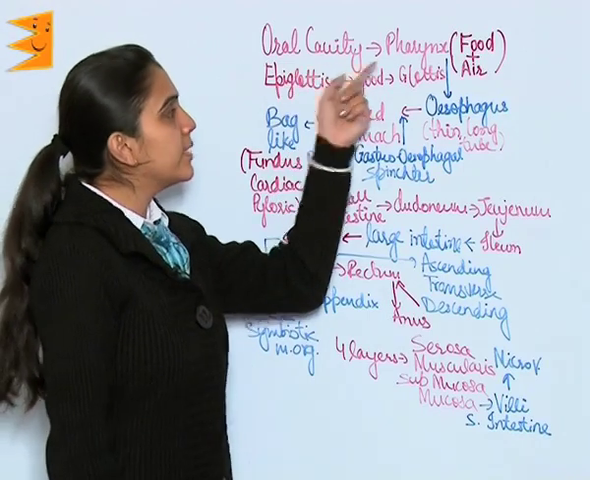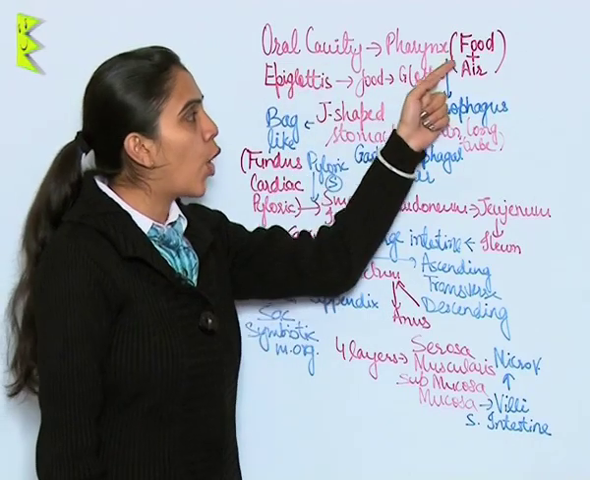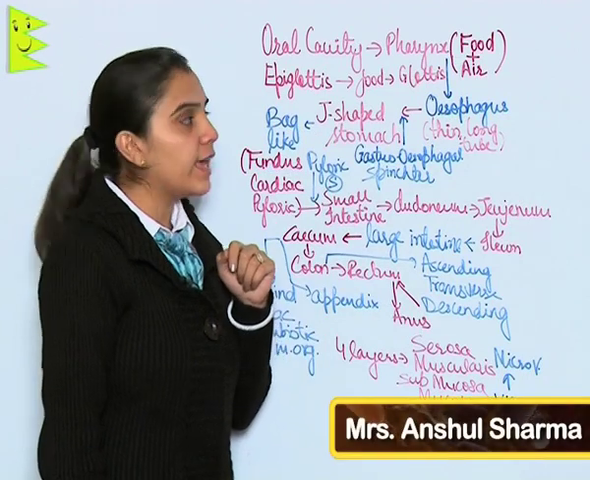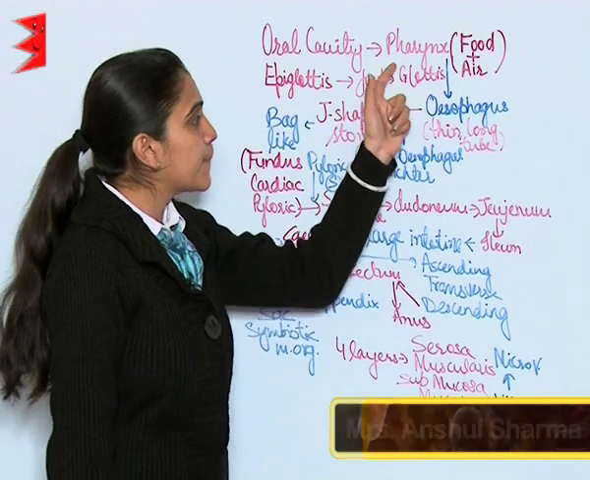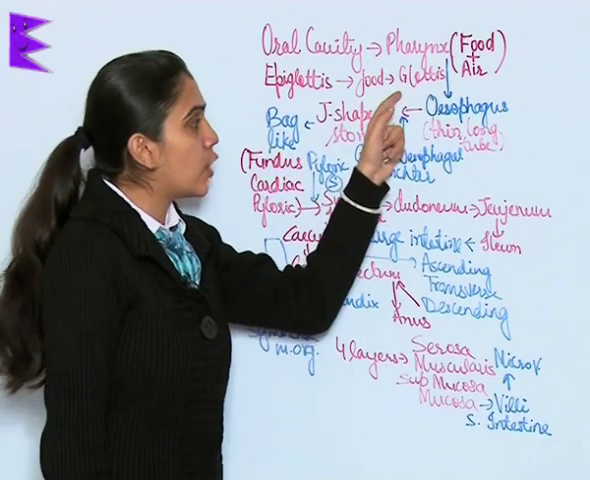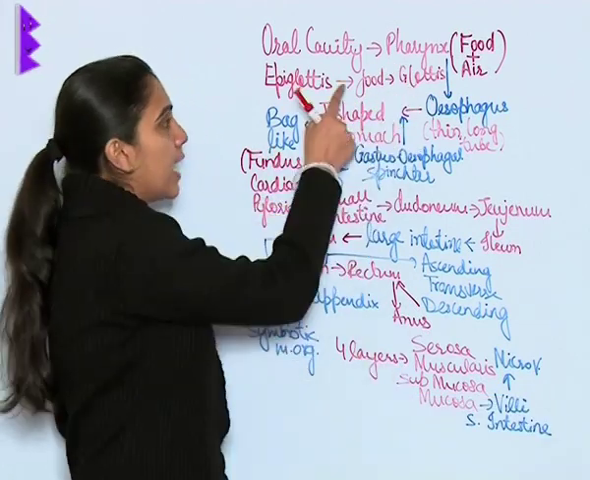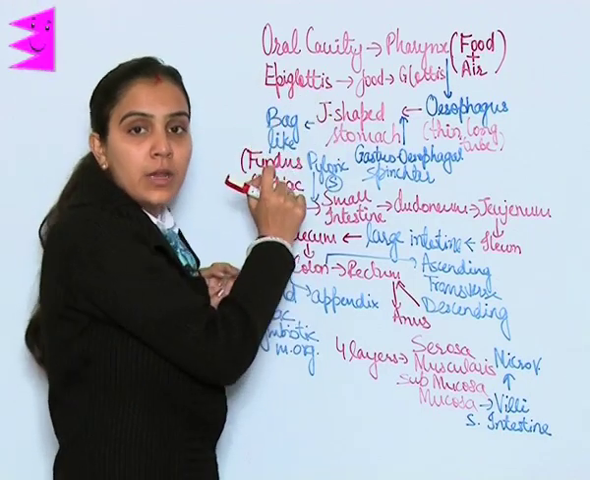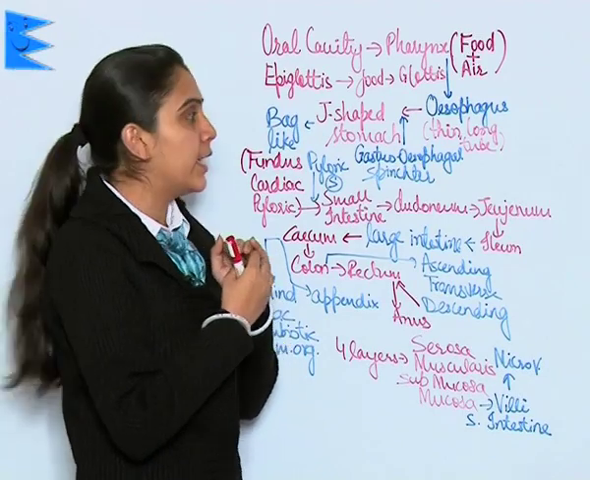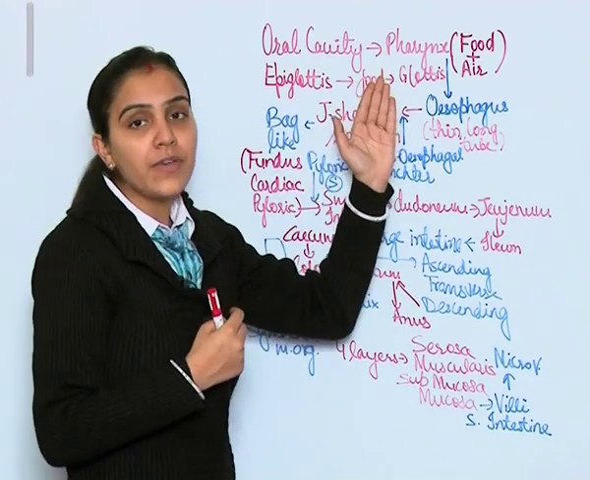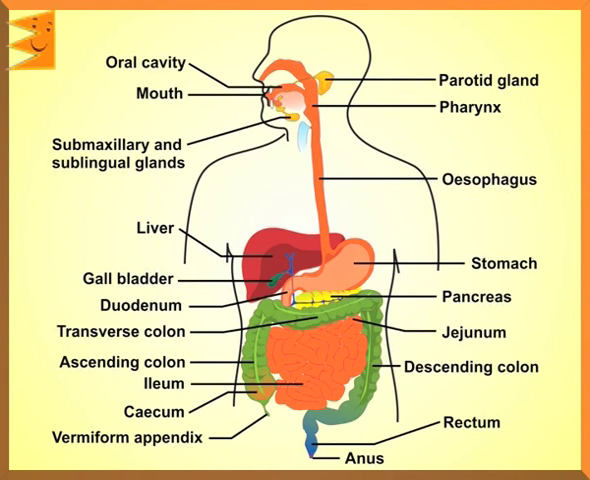The oral cavity opens into the pharynx, which is a common passage for food and air, and in this pharynx the glottis is there, which is also known as the windpipe. A sphincter named the epiglottis is present, which prevents the entry of food into the glottis. Then the pharynx opens into the esophagus.